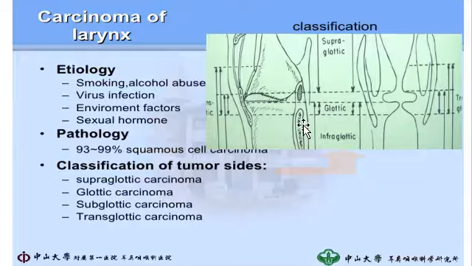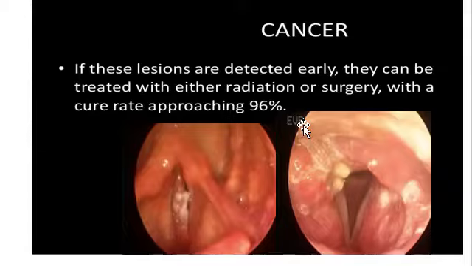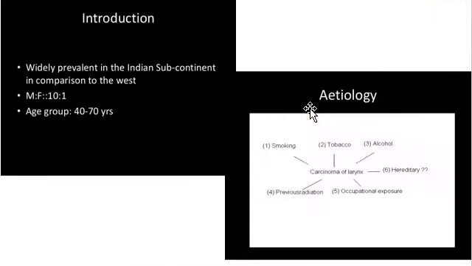There are so many classifications of the tumors, such as TNM, but we can classify them related to the localization: supraglottic carcinoma, glottic, subglottic, and transglottic carcinoma. If these lesions are detected early, they can be treated with either radiation or surgery with a cure rate approaching 90%.